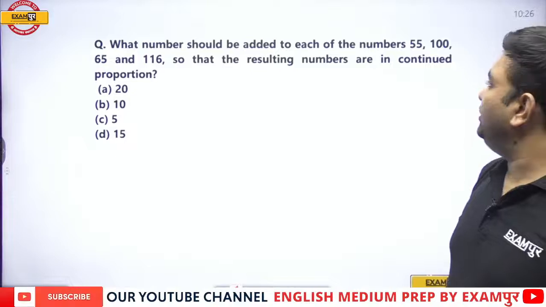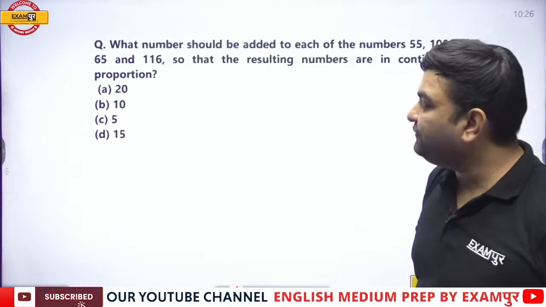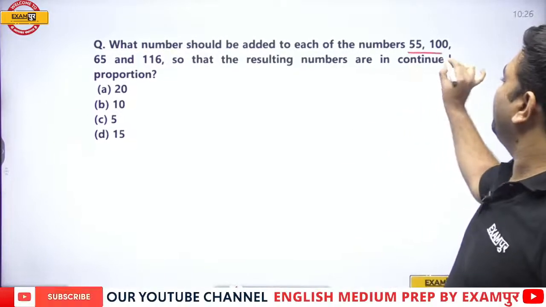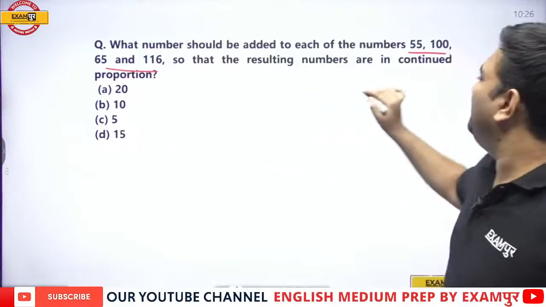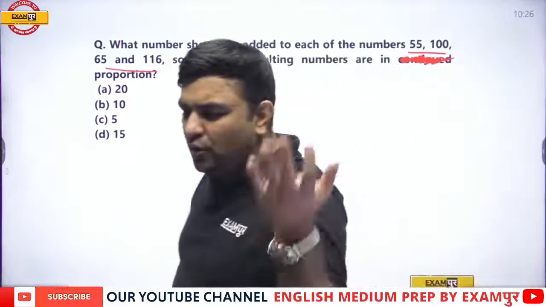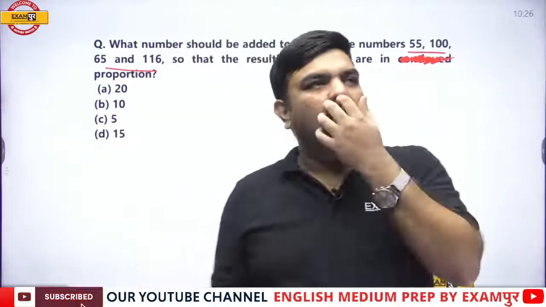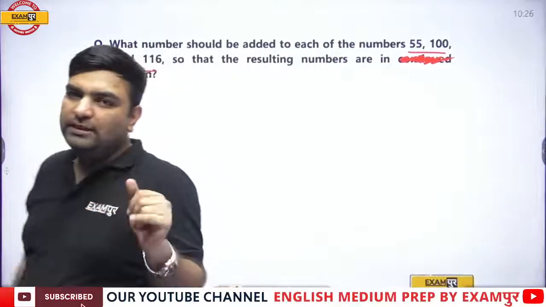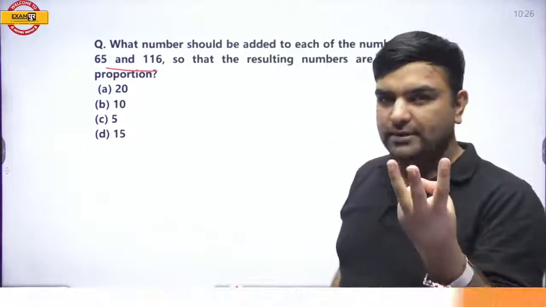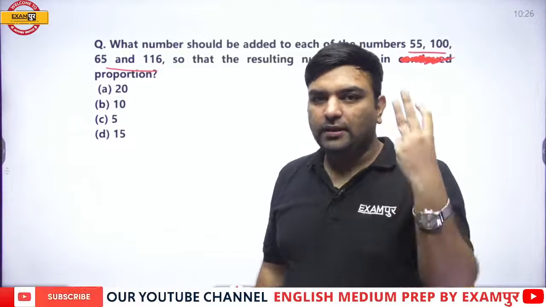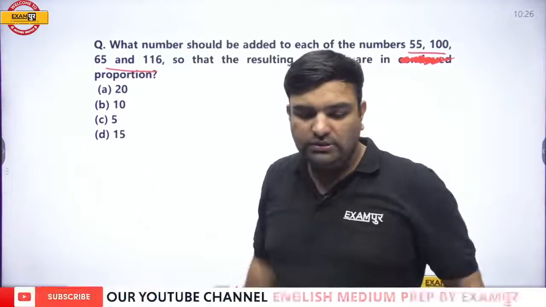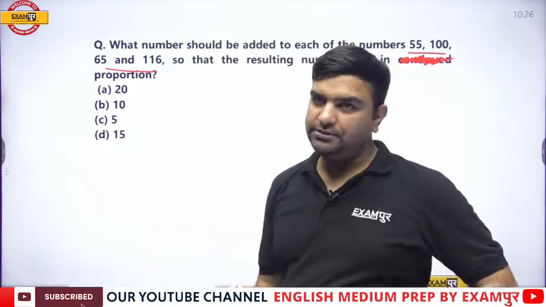What numbers should be added to each of the numbers 55, 100, 65, 116 so that the resulting numbers are in proportion? These are four numbers, so it should not be written as continued. You already know how four numbers are in proportion by the condition A upon B is equal to C upon D. You will not take this as three numbers in continued proportion because it is already four numbers. So there should not be any confusion regarding it.